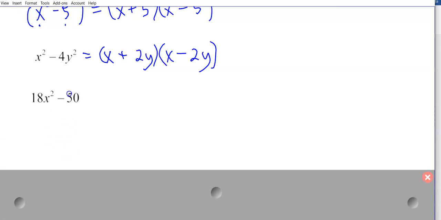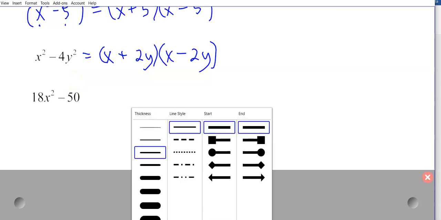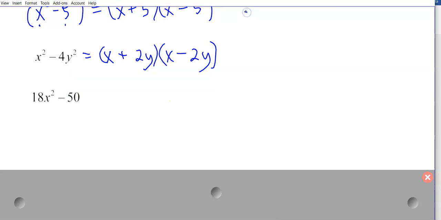So try this one. And the problem with this one, it doesn't seem to fit the form. If you notice, we're always looking for perfect squares there. 18 is not a perfect square. 50 is not a perfect square. So you might go, well, it doesn't fit the form. I think we're done here. I don't think I can factor that.